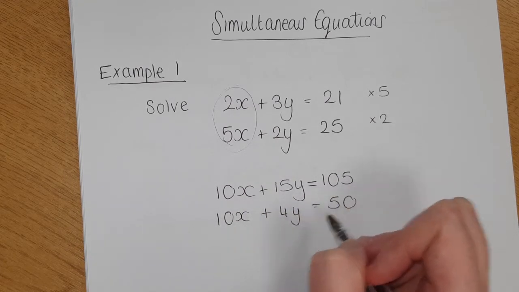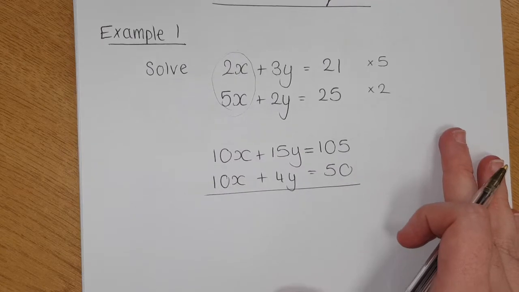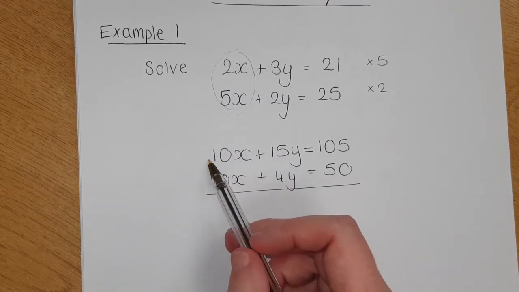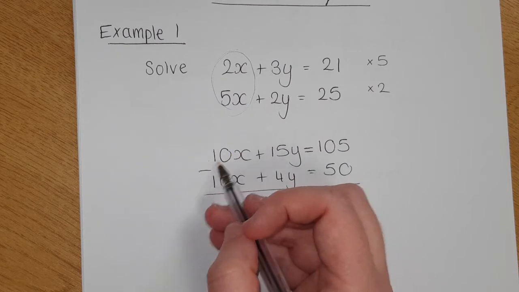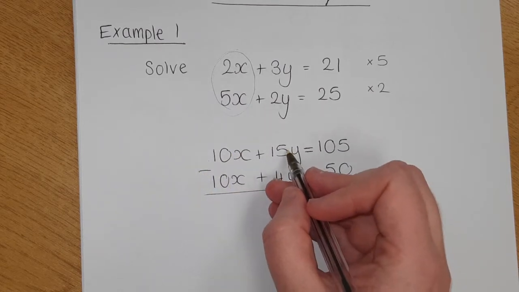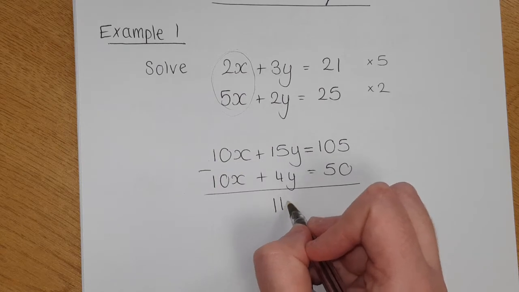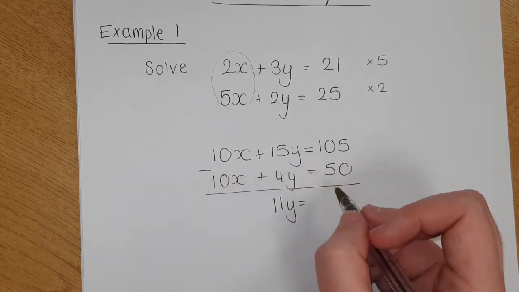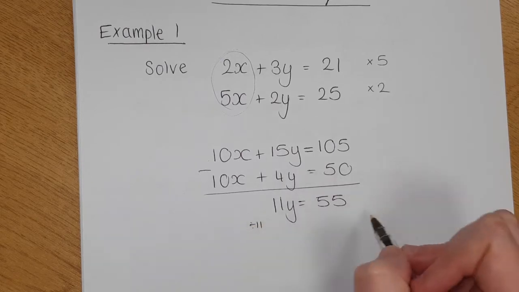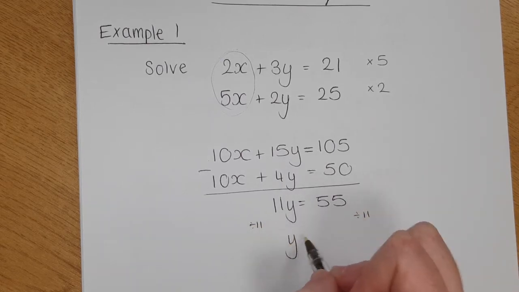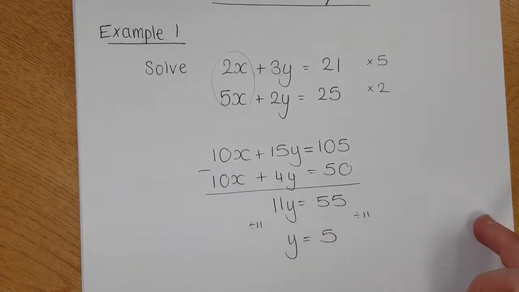So now that we've got the number of x's the same, because they're both positive, I'm going to subtract them. So I'm going to do top row subtract bottom row. 10x subtract 10x is 0. 15y subtract 4y is 11y. And 105 subtract 50 is 55. That way I can then divide by 11 to get that y equals 5.